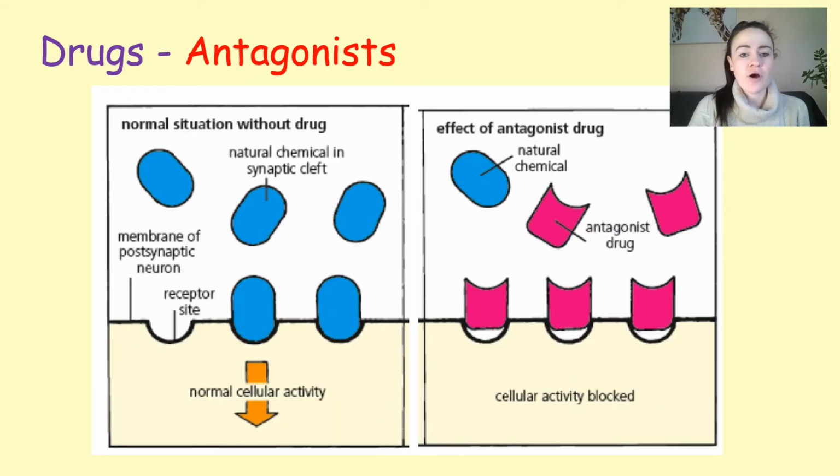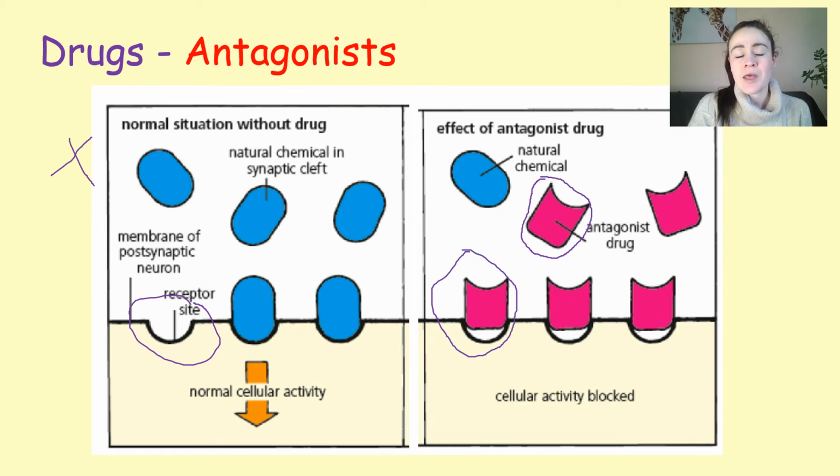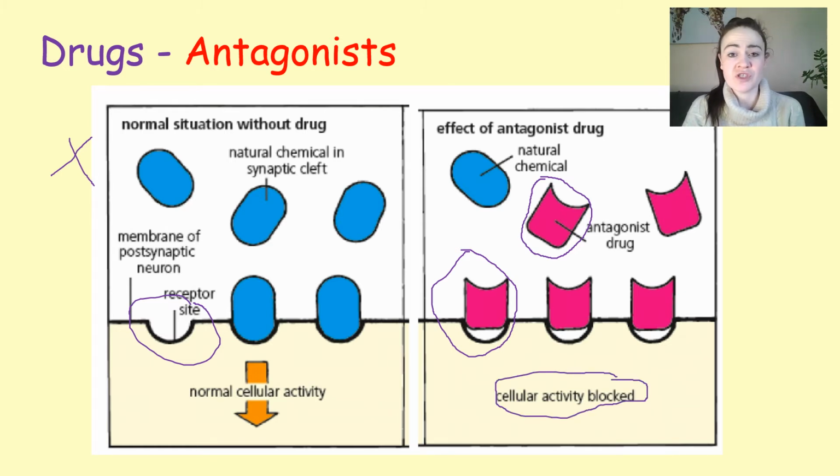Right, here we've got the same diagram as before, the same on the normal side, neurotransmitter fitting into the receptor site, but our antagonists are a different shape. They fit into the receptor and they block it, but they do not actually trigger that receptor. So what we've done is we've just blocked it completely, so all cellular activity is blocked. So any impulses that would have been triggered are obviously now not triggered.